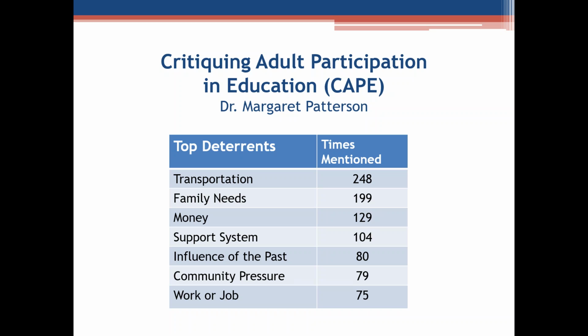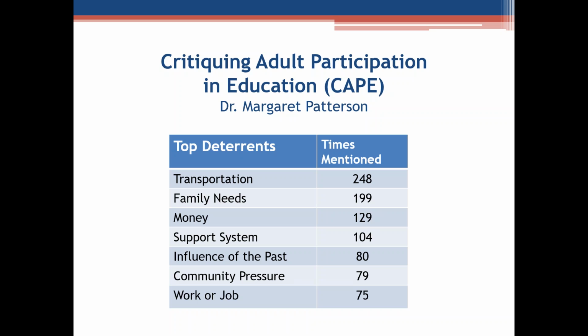Support systems, or lack of support systems: having reliable help and emotional support from family or friends that would enable adults to begin and complete adult education successfully was mentioned. These are groupings here. So these are categories that are situational deterrents, like transportation, and then others that are more dispositional deterrents, such as this one, influence of the past. This was the primary one, or fear, anxiety, these kinds of things.